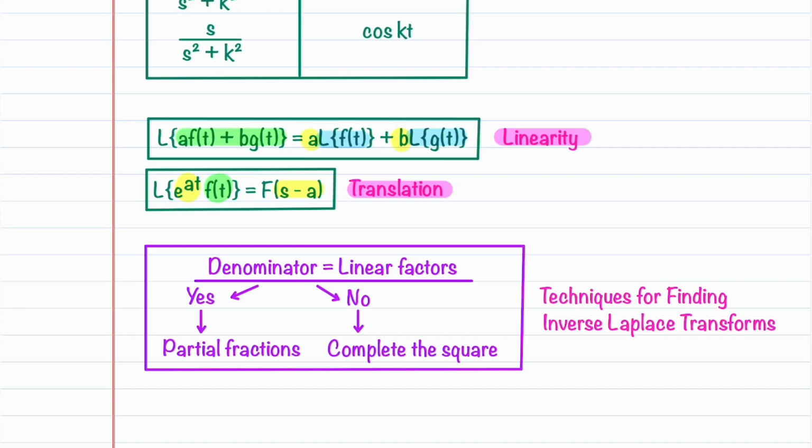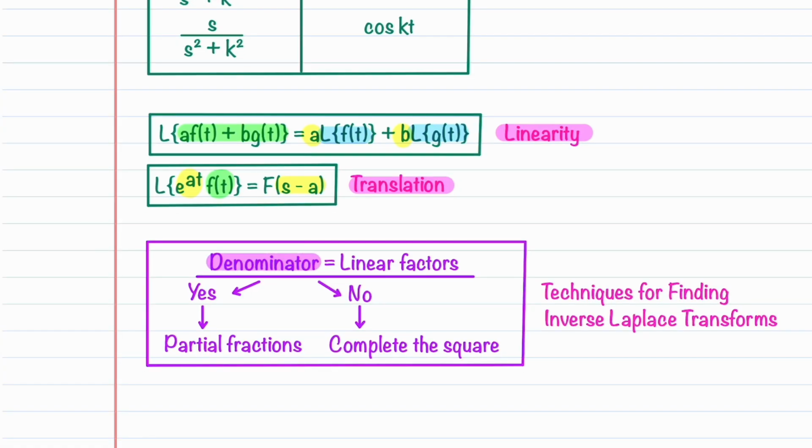Let's go over one more thing that's going to help when we find inverse Laplace transforms. We're given capital F of s, and the goal is to match it to something in the table. If the denominator in F of s factors into linear factors, then you need to use partial fractions. If it doesn't, you need to complete the square. We're going to go over an example of each one of these.